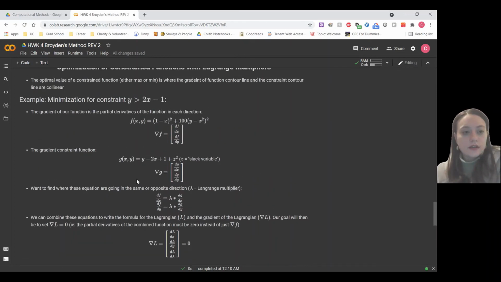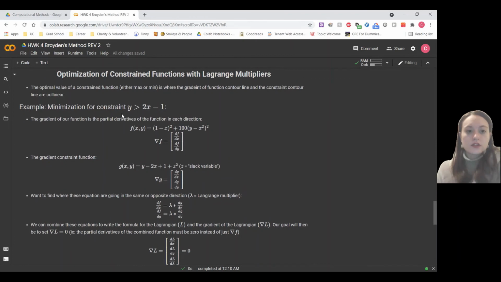So to explain that using equations, let's say, for example, we're wanting to find the minimum of the Rosenbrock function, and we're using this inequality constraint, which is y is greater than 2x minus 1. So we're wanting to find the minimum of the Rosenbrock function, but only for cases where y is greater than 2x minus 1. While the true minimum of the Rosenbrock function would be y and x both equal to 1, in this case, that's not what we observe because it has to also satisfy this constraint we're given.